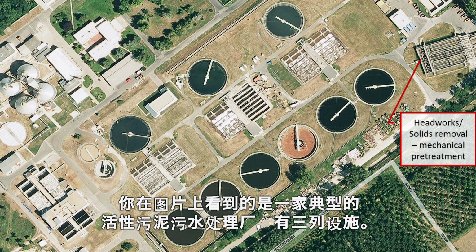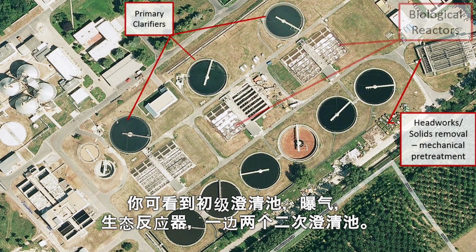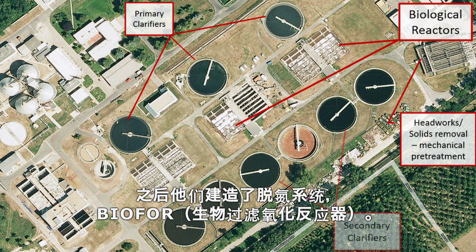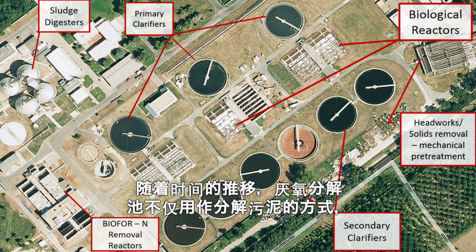What you can see on the picture is a typical activated sludge plant with 3 trains. You can see the primary clarifiers, the aeration, the biological reactors, 2 secondary clarifiers on each. Over time, they built a nitrogen removal system, a biofor. And on the left-hand side of the slide, you can see the anaerobic digesters.